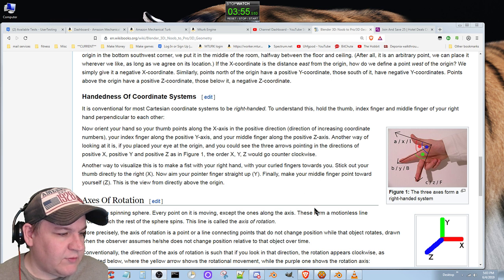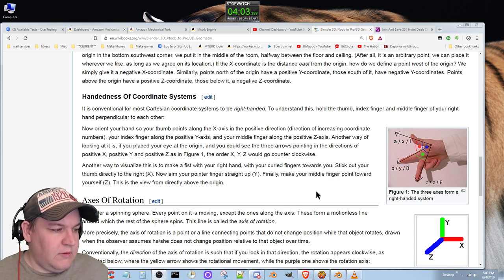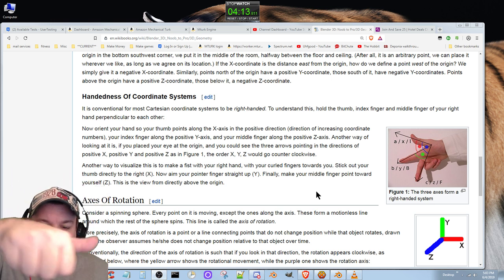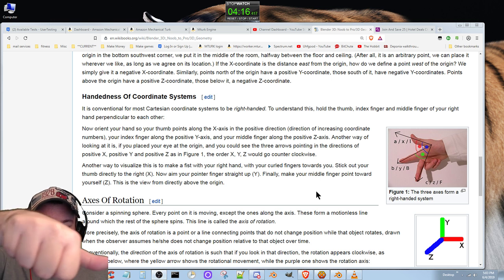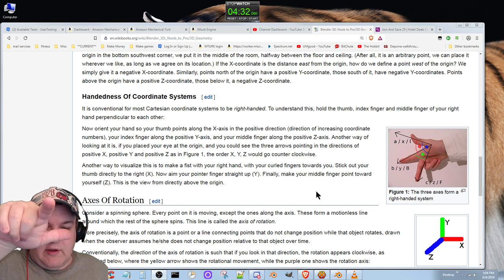Another way to visualize is to make a fist with your right hand. Your curled fingers curl towards you. Stick out your thumb directly to the right. And actually it's towards your left because the screen is flipped. So I could just do this. Now point your finger straight up, Y. Make your middle finger point towards yourself, Z. Well, see, that's what it's showing, middle finger pointing towards yourself.